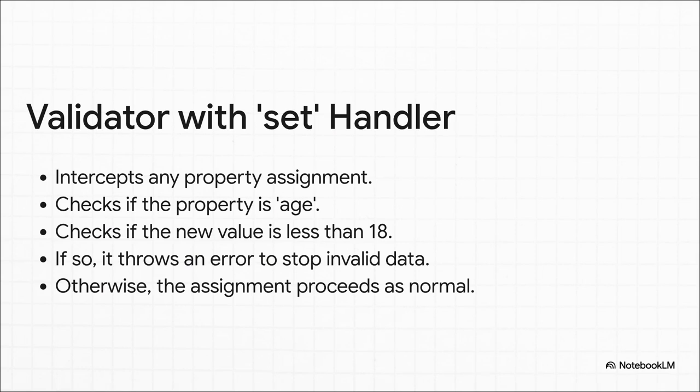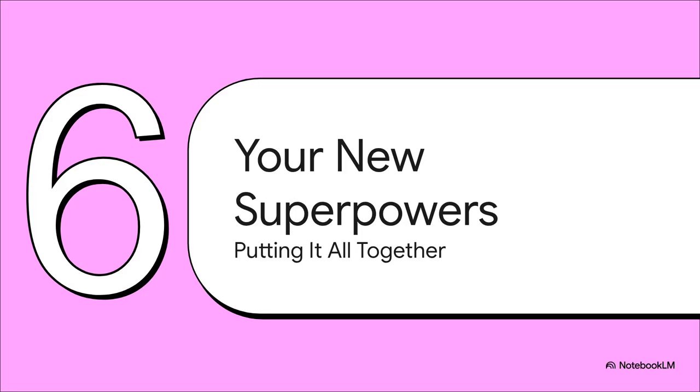Okay, let's make this super practical. Imagine we're building a validator. Our rulebook, the handler, can have a rule for setting properties. So when some code tries to do user.age equals 17, our gatekeeper intercepts it. It checks, hey, is the property they're changing age? Yep. Okay, is the value they're trying to set less than 18? Yep. Whoa, hold on, that's not allowed, and it throws an error. That invalid data never even gets to the original object. How cool is that? So let's put it all together. Once you get the hang of these two tools, you've basically unlocked a couple of new programming superpowers.